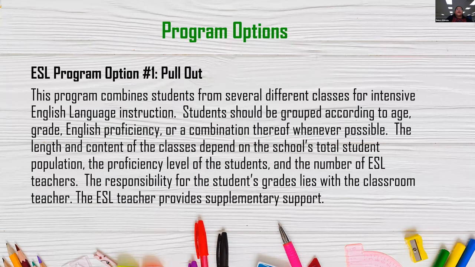Moving on, we have our program options that we must complete as part of our services. The first one is our pullout, which is option 1. Now this one combines students from several different classes for intensive English language instruction. Students should be grouped according to age, grade, English proficiency, or a combination. So the length and content of the classes depends on the school's total student population, the proficiency level of the students, and the number of ESL teachers.